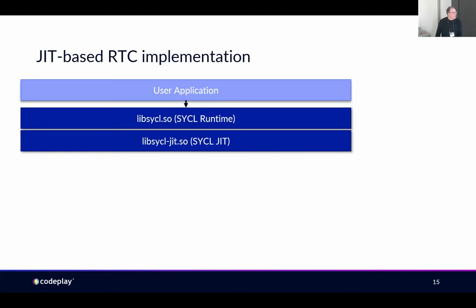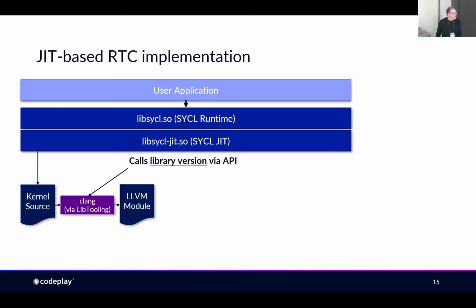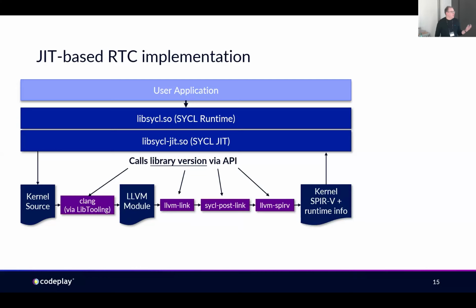So here, the SYCL runtime relies on our JIT library, which links against LLVM libraries and therefore exposes the entire LLVM compiler ecosystem to the runtime. Then we just keep everything in memory, so pass the kernel source as a string, then use a Clang libtooling interface to compile that string in memory to an LLVM module. And once we have that module, we can use library versions of the remaining steps that the other compilation also had to do, but we can just call them via their APIs.